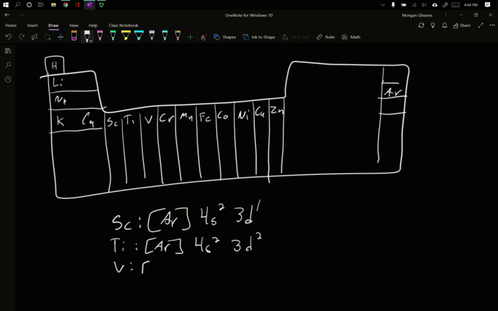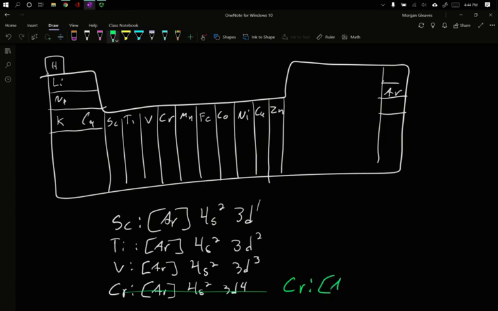Vanadium, I bet you can see a trend here. 4s2 3d3. When we get to chromium, instinct would tell us that argon 4s2 3d4. But the reality is that it is chromium, argon 4s1 3d5. So what's going on?